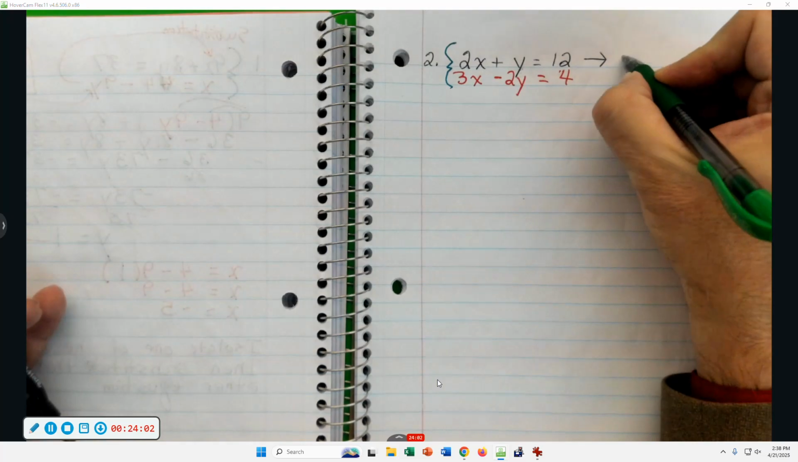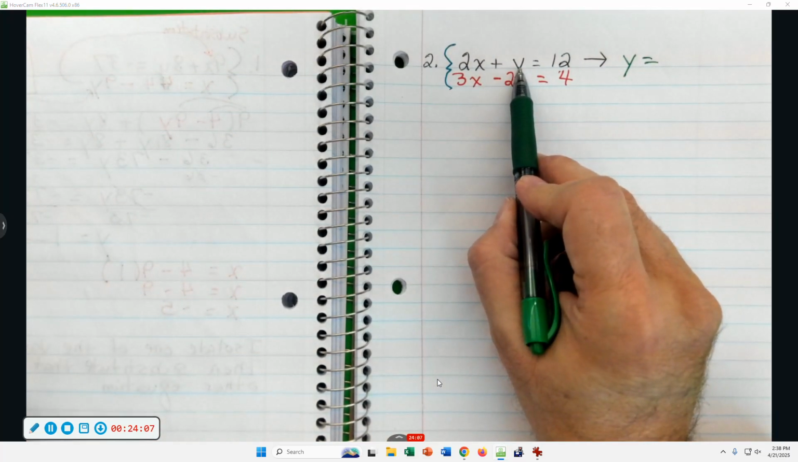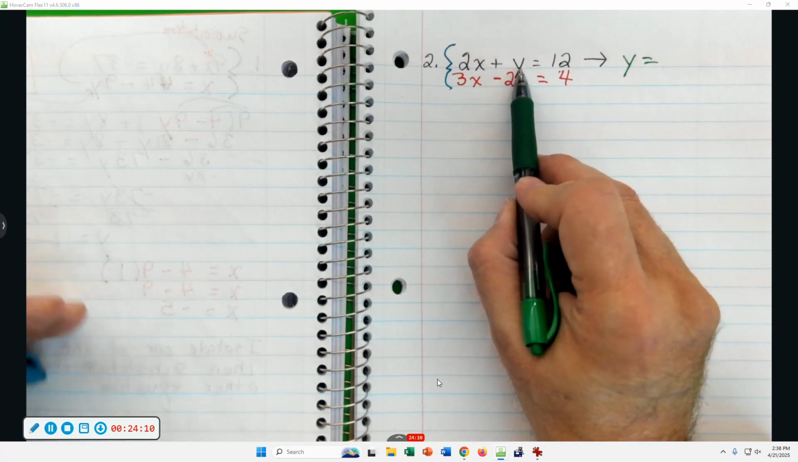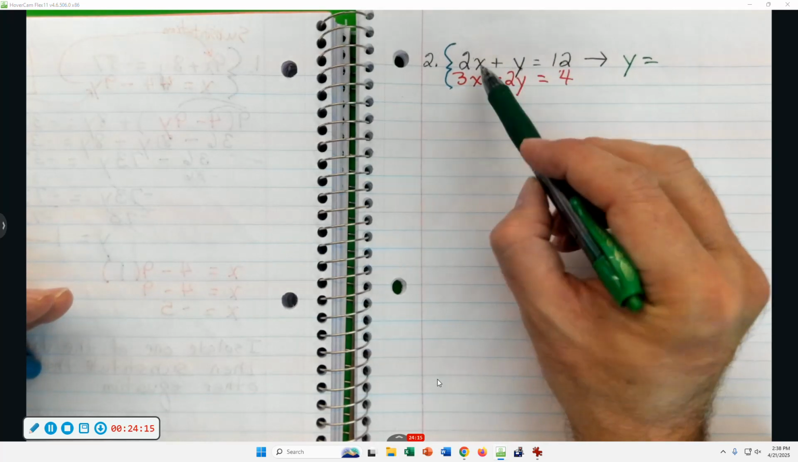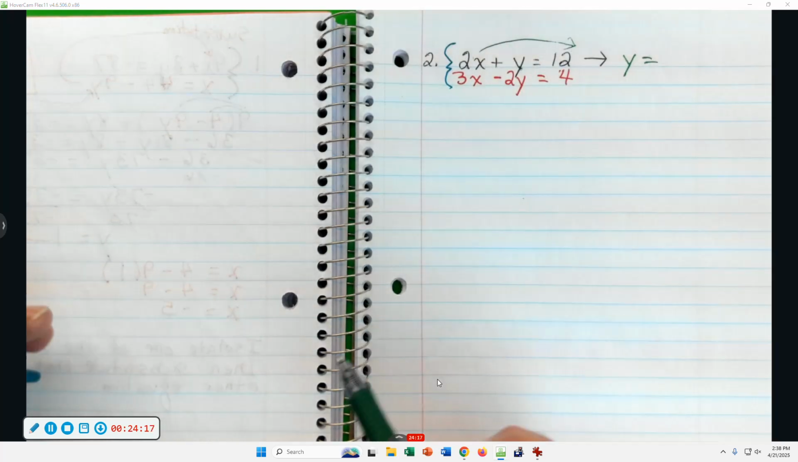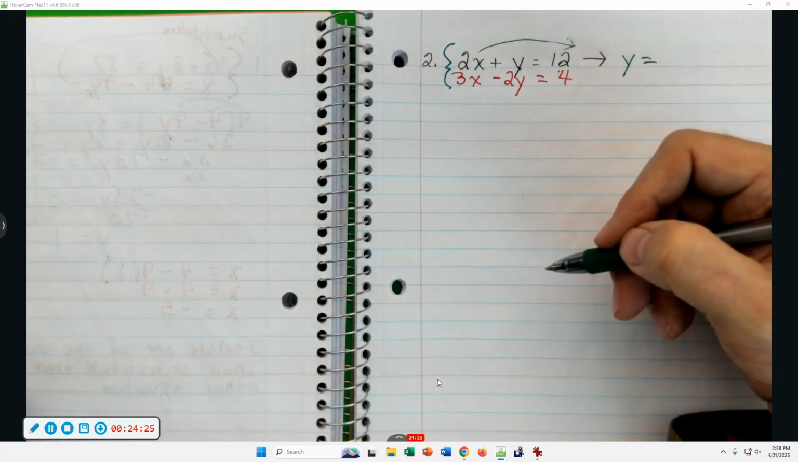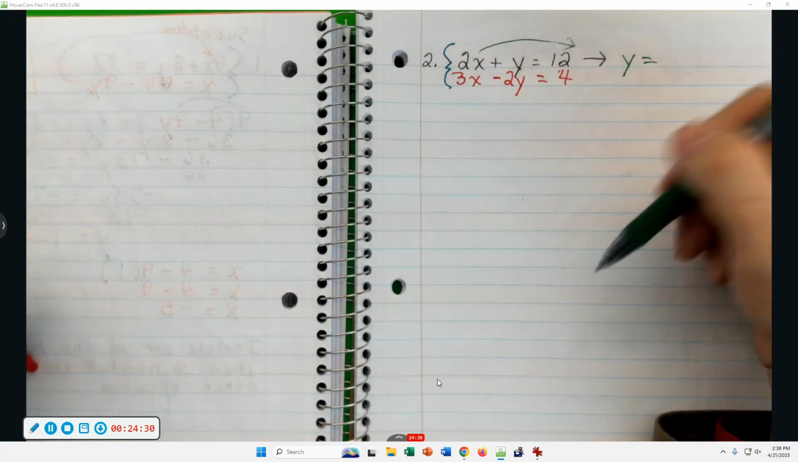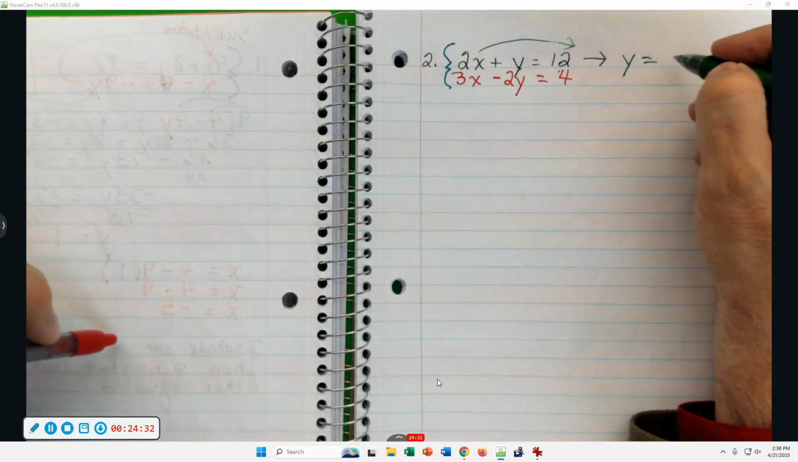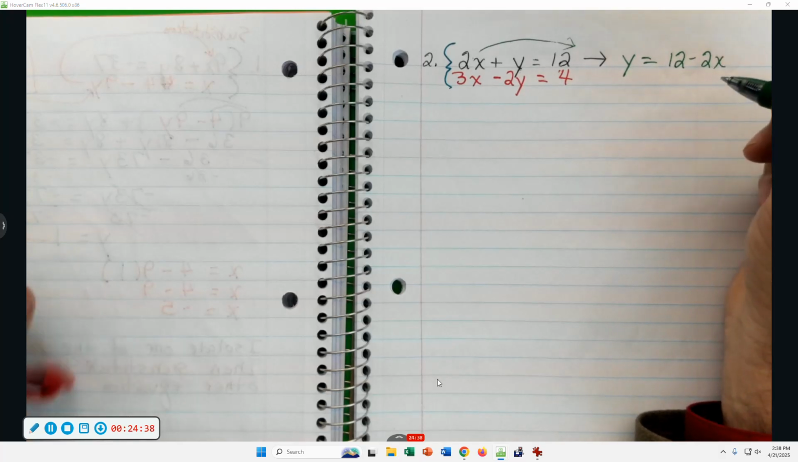I think I'm going to isolate this Y. What would I need to do to get the Y by itself? I would need to move that 2x. That's right. So she said subtract 2x. I'm trying to decide, do I want to write 12 minus 2x, or would y'all rather me write negative 2x plus 12? I like 12 minus 2x. Okay. But just don't get carried away and get a 10 there, okay?